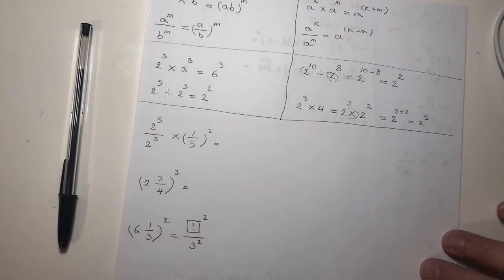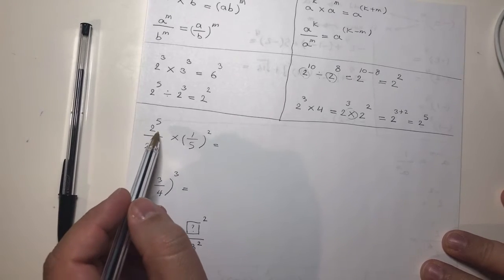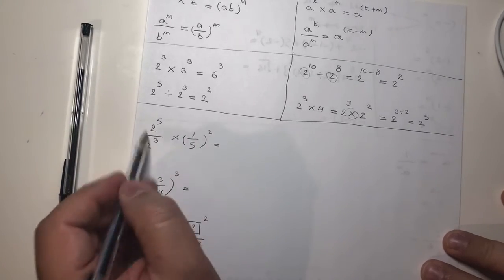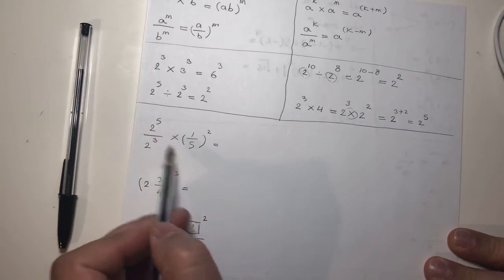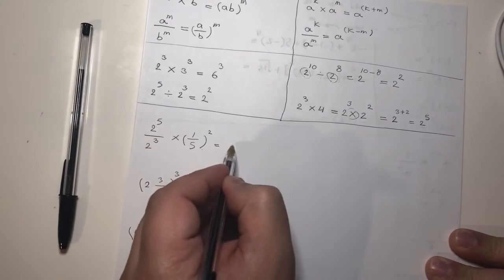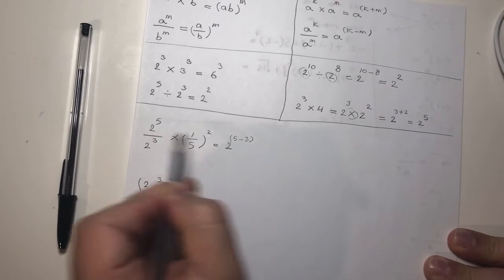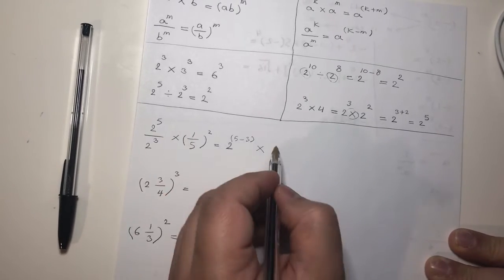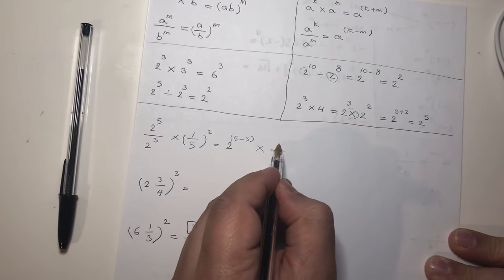Let's do the same thing when we have a more complicated situation here. 2 to the power of 5 divided by 2 to the power of 3, right? So we write one of these 2's. It would be 2 to the power of 5 minus 3, right? Multiplied by 1 over 5 to the power of 2. We can write it like this.